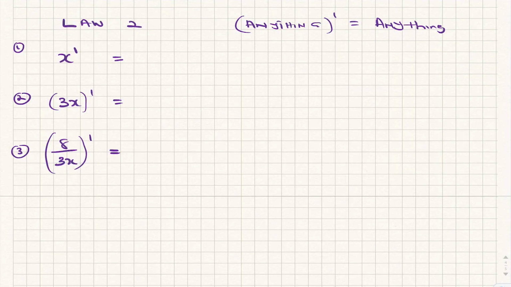Okay, example law 2, the second law, which says anything to the power of 1 is anything. Again, pause, write down the answer, see if you understand it, and then check the solutions afterwards. Right, x to the power of 1 equals x. 3x to the power of 1 is 3x. 8 over 3x to the power of 1 is 8 over 3x.